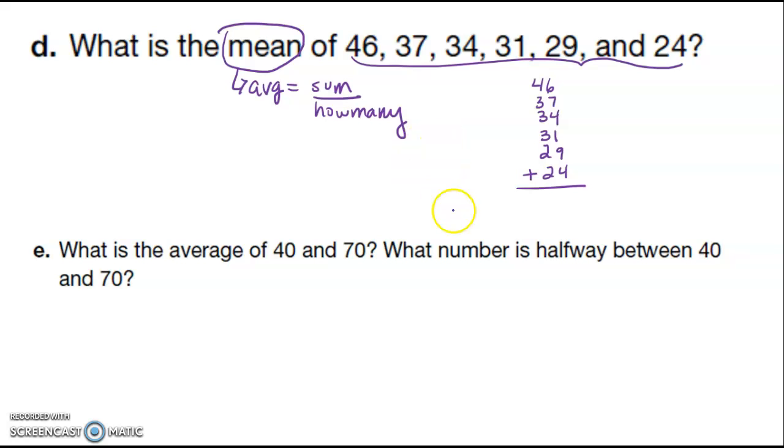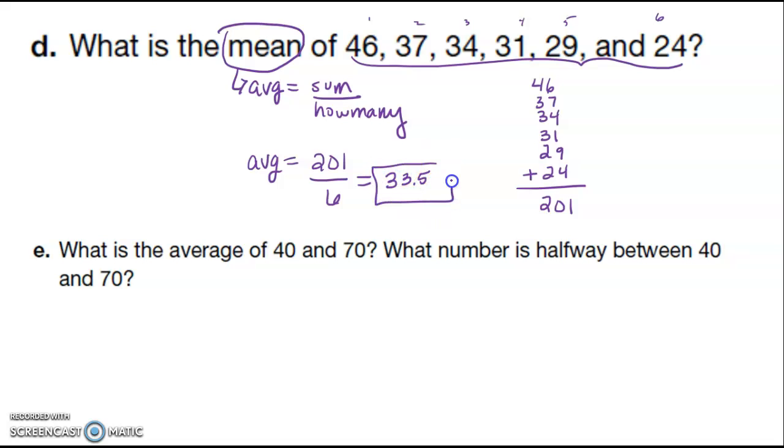Okay, I got 201. And then I have 1, 2, 3, 4, 5, 6 total. So that's my how many. So when I do my average formula, my sum is 201. My how many is 6. So let me divide by 6. And I get 33.5, and that would be my answer.